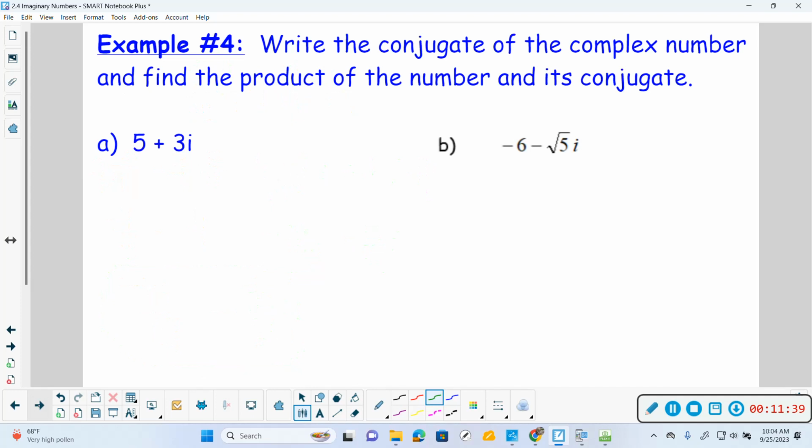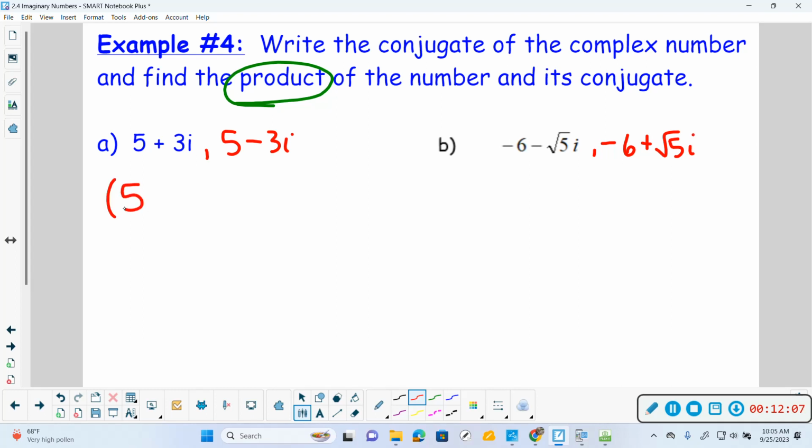Okay, moving on. Write the conjugate of the complex number and find the product. So we're going to do some multiplying, and this is going to help us when we get into division. Now remember, conjugate is the same thing except you switch the sign in the middle. So 5 minus 3i. For this one, of course, negative 6 plus. And then it says to find the product of these, so we're going to multiply these together.